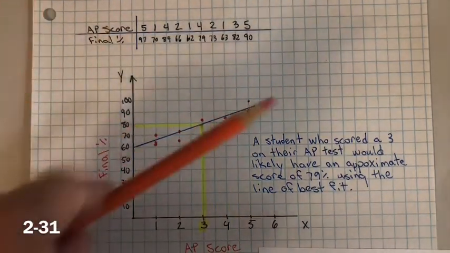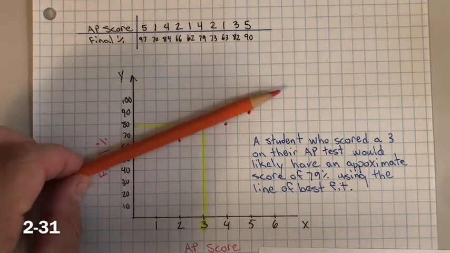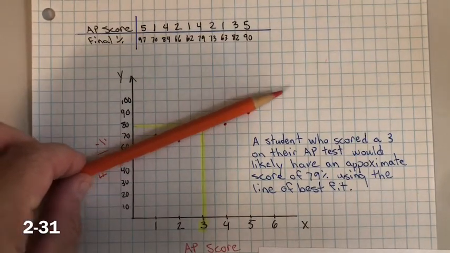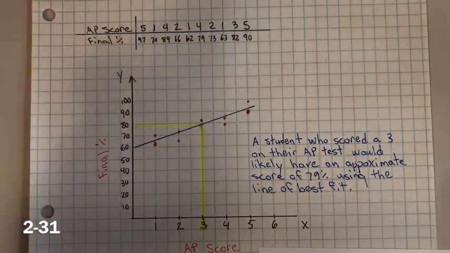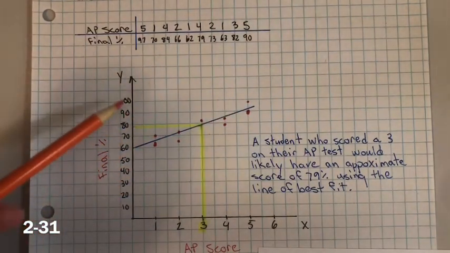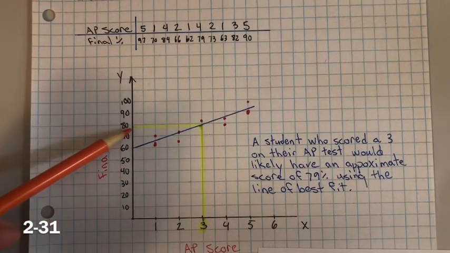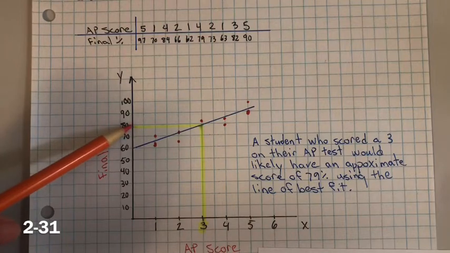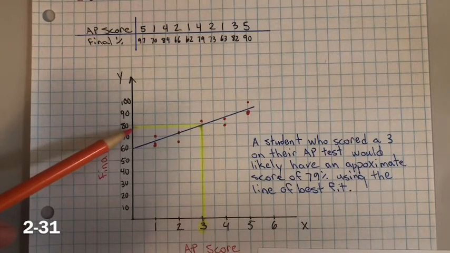Your line of best fit may be a little steeper or a little less steep. So depending on how you put your line of best fit, your final percentage may be a little different. But again, remember, it's just an approximate value.